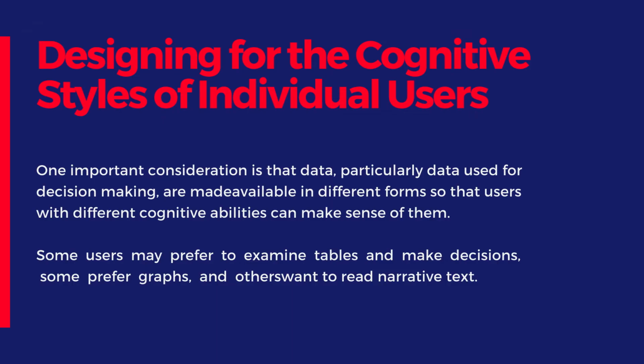Designing for the cognitive styles of individual users. One important consideration is that data, particularly data used for decision-making, are made available in different forms so that users with different cognitive abilities can make sense of them. It is also imaginable that the same person wants different types of presentations at different times. For example, suppose a manager wants to compare inventory held at different stores in a region. A graph can present the data very effectively.